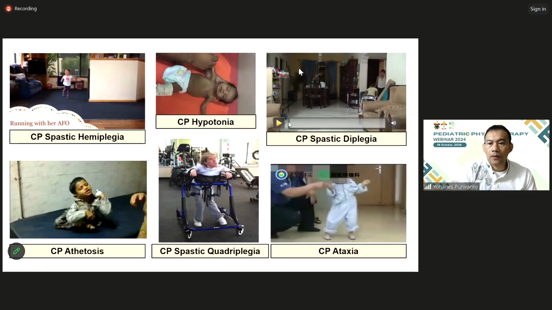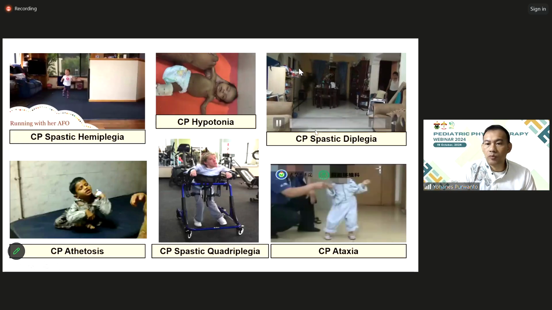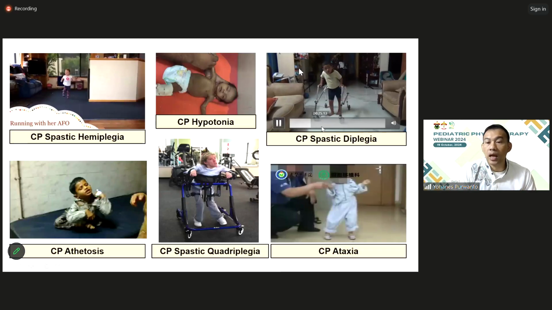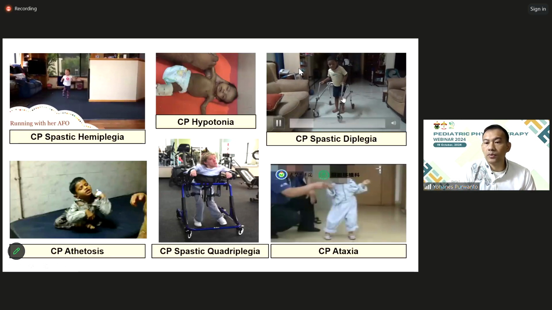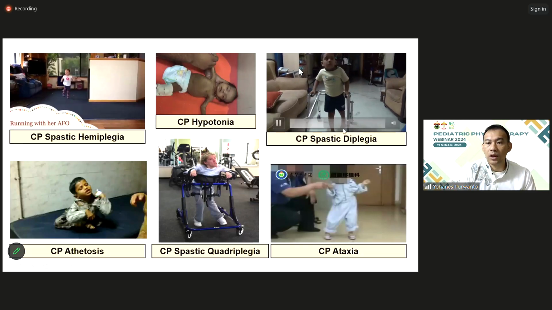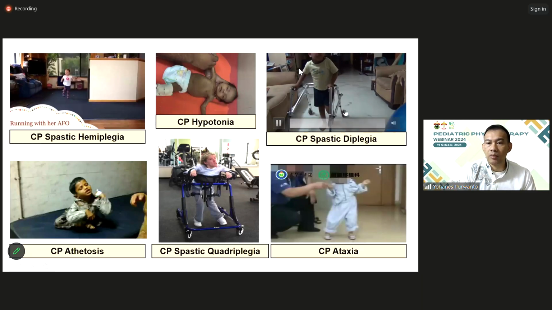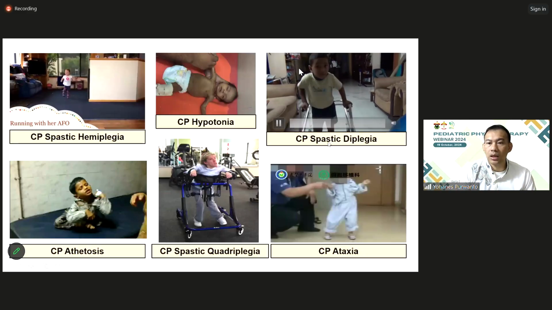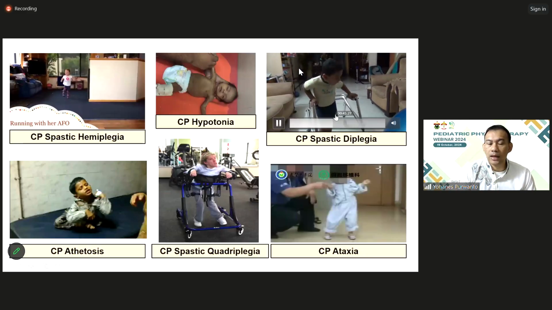And the other classification is spastic diplegia. We can see here that most cerebral palsy spastic diplegia are able to walk. Some are able to walk independently without any walkers, but some of them walk with devices. Here is spastic diplegia. The problem is in the lower extremity.